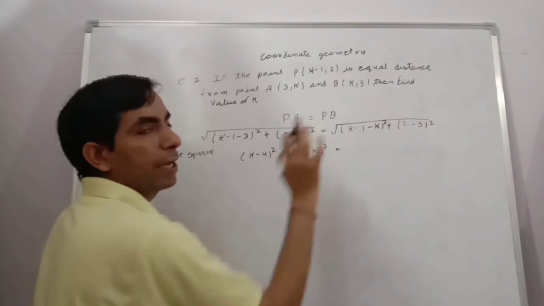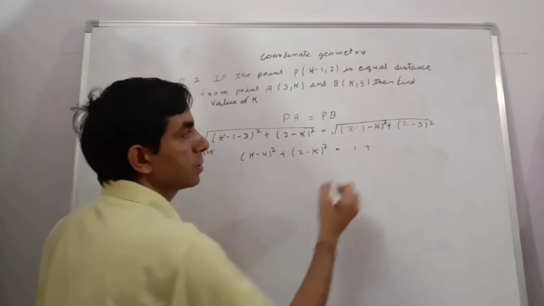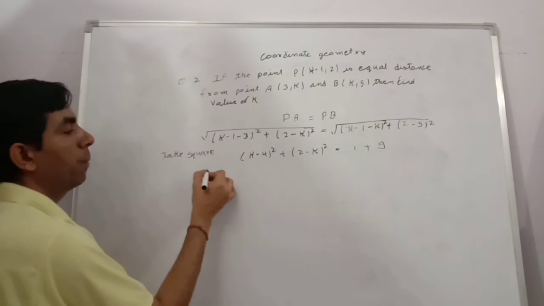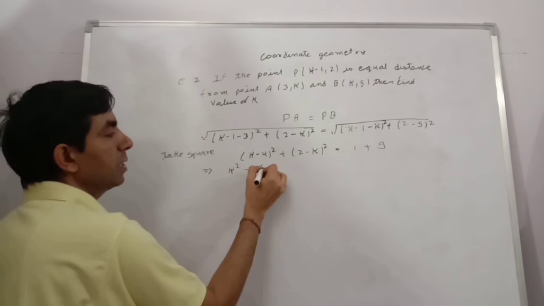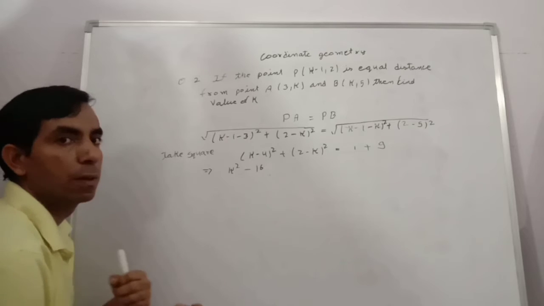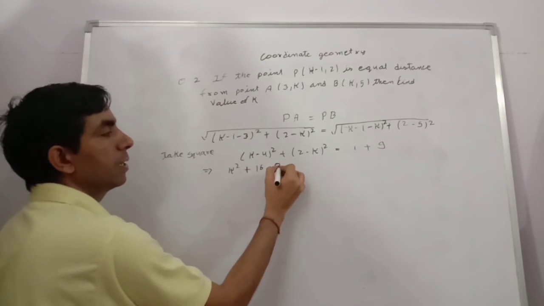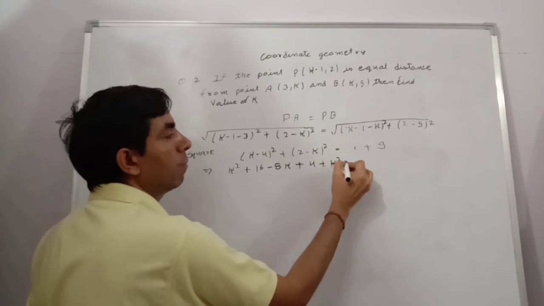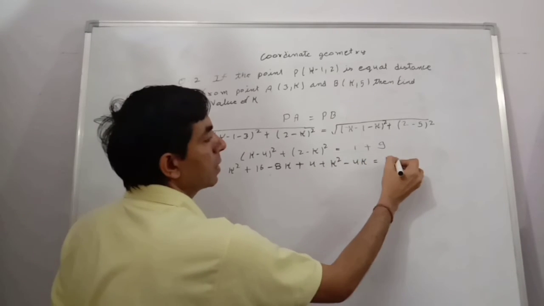Here k minus k cancels. Then minus 1 whole square is plus 1, and 2 minus 5 means minus 3, minus 3 whole square is 9. Now we open this bracket. k square minus 8k plus 16 in the first bracket. In the next bracket we open 4 plus k square minus 4k. And here we add the numbers: 9 plus 1 is 10.